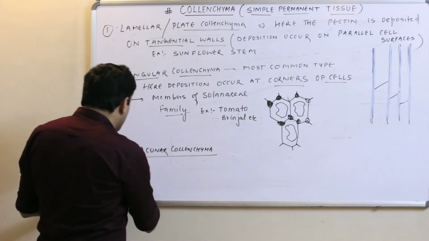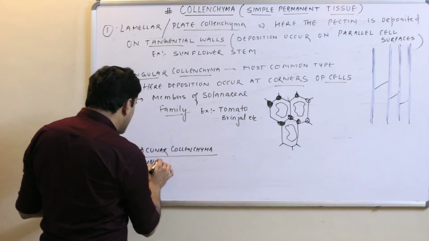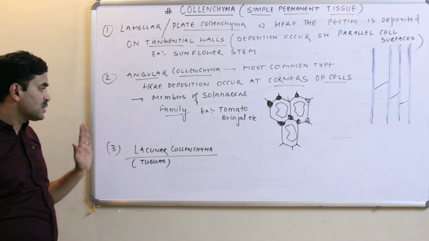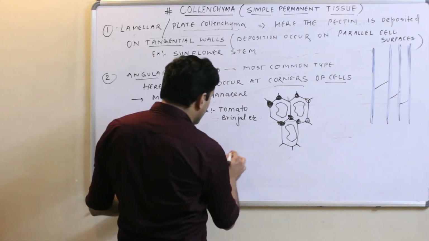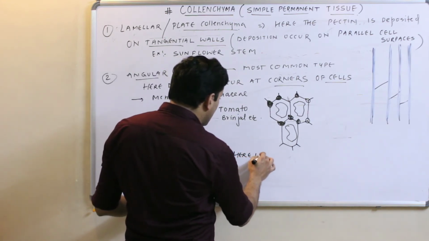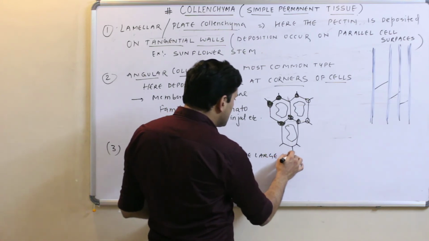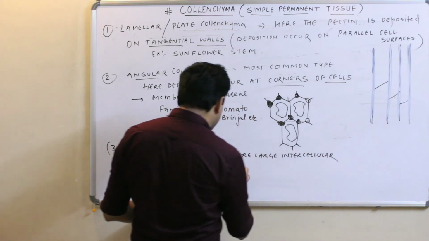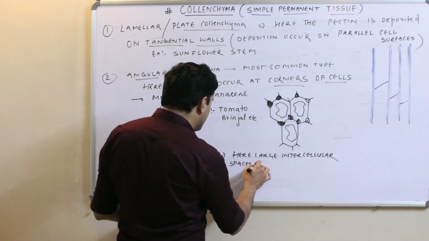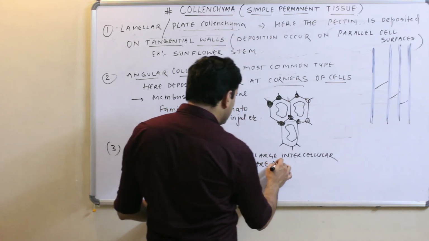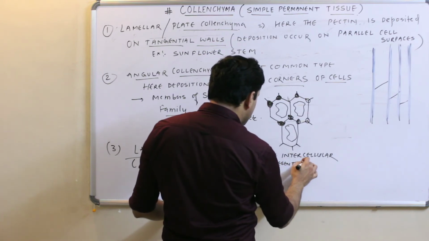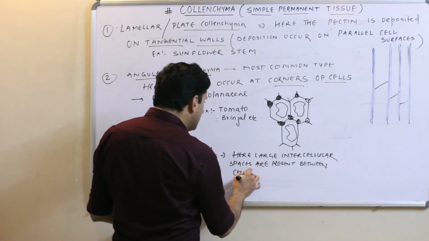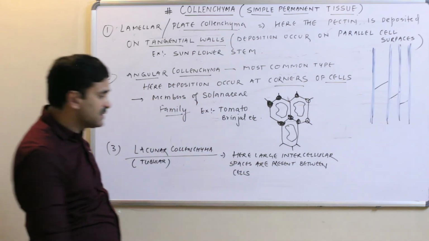So don't be confused. Lacunar is also called tubular collenchyma. So tubular and lacunar are not different, they are the same. So in lacunar collenchyma, large intercellular spaces are present between cells.